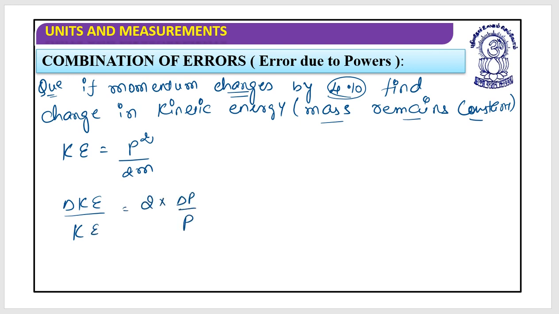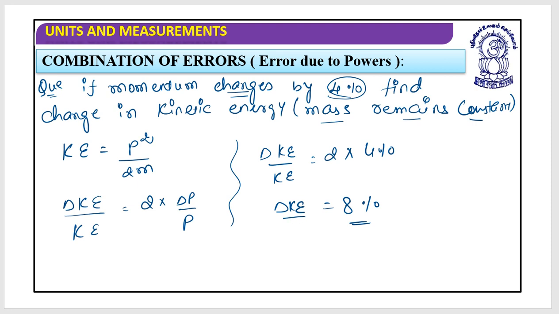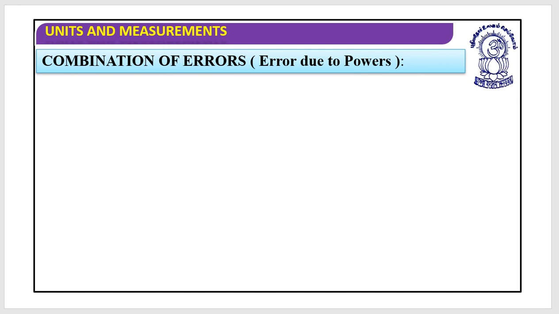p by p. Now what is delta p by p? It is 2 into 4 percentage. So it is changing by 8 percentage. This is the change in the kinetic energy. Can you get it? Yes. Will you be able to solve one more question?